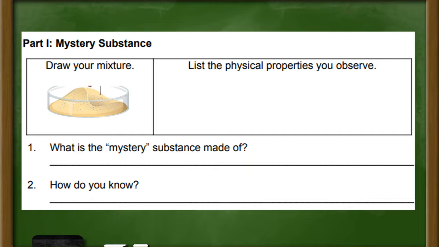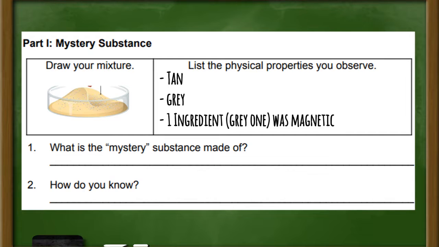Make sure you include the colors. And we have to talk about the physical properties. Now, we need to list the physical properties that we observed. So that could be the color of the two items that we observed. So the tannish color that we described the sand as, and then also the color of the iron, which I would describe as a gray color. Also, for a physical property, remember, we can also talk about if it was magnetic or not. We definitely saw that one of our ingredients was magnetic, so we want to have that on the list as well.